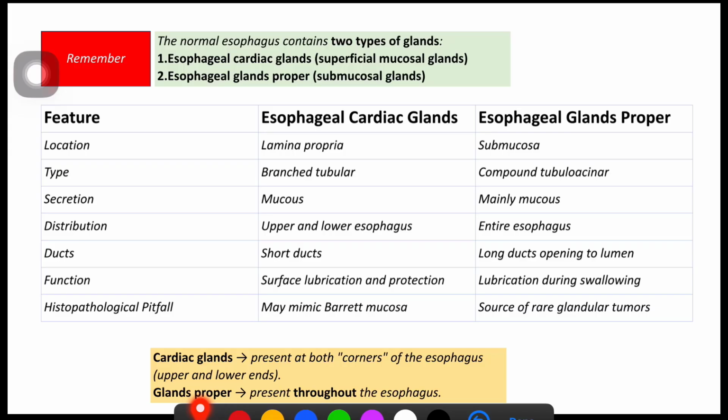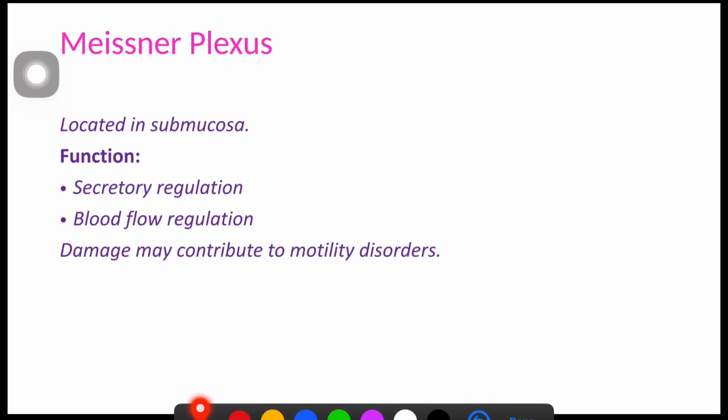Histopathological pitfall is it may mimic Barrett mucosa, and it is the source of rare glandular tumor. So remember, cardiac glands are present at both the corners, while glands proper are present throughout the esophagus. Now the second component of submucosa is the Meissner plexus, located in the submucosa.